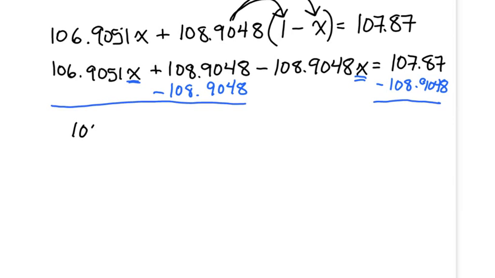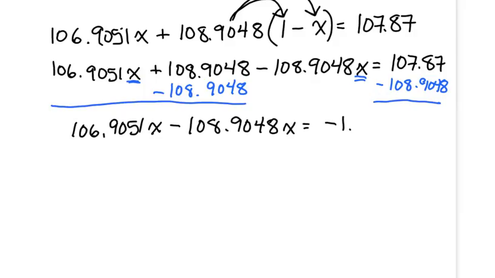I'm going to keep my 106.9051x minus 108.9048x, and that is equal to negative 1.0348. At this point in time, you might be panicking a little bit. That negative sign is going to end up taking care of itself. Don't lose it. It's important.